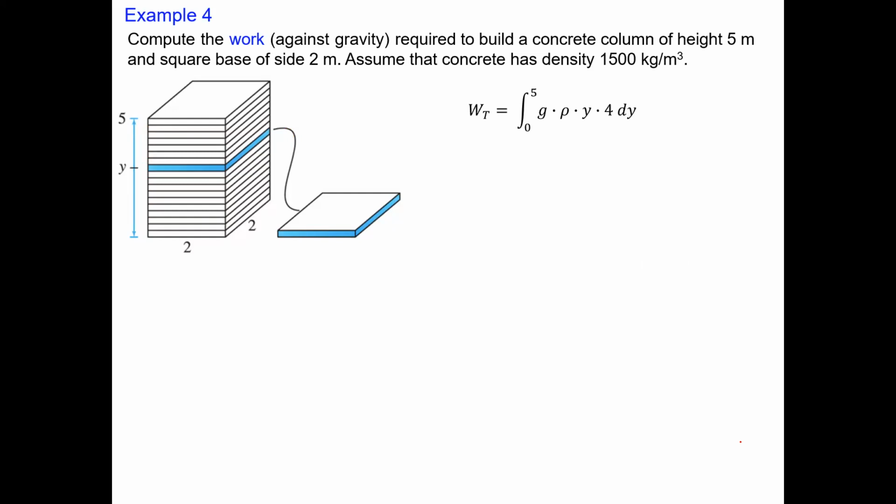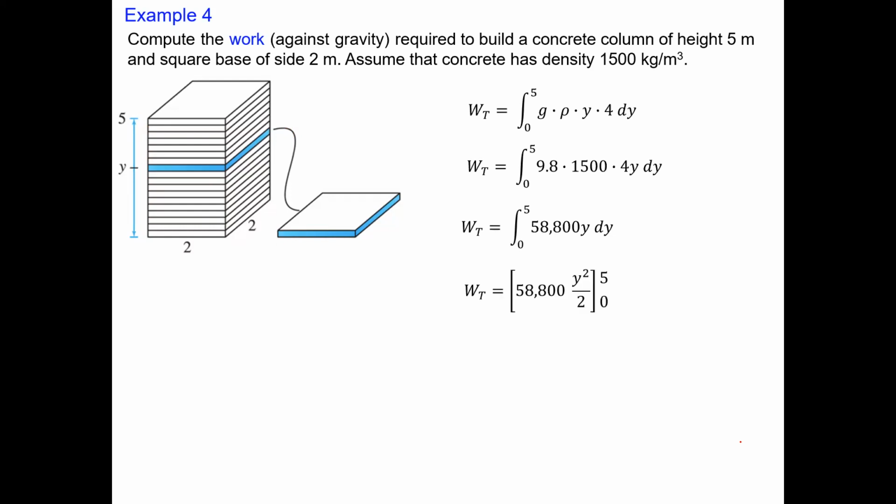Okay, I have this, and let's substitute everything. 9.8, 1500, and y. Compute the constant, then integrate y squared over 2, substituting 5 and 0, multiplying, and then I did the math, of course. The answer is 735,000 joules. Newton-meters, we know: force times the distance. Really nice question, and it's well organized. Let's do 2 more, and you will be an expert at computing work.